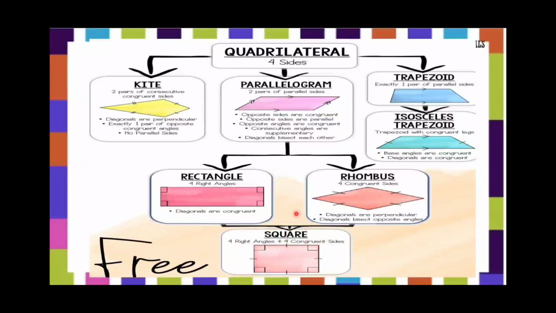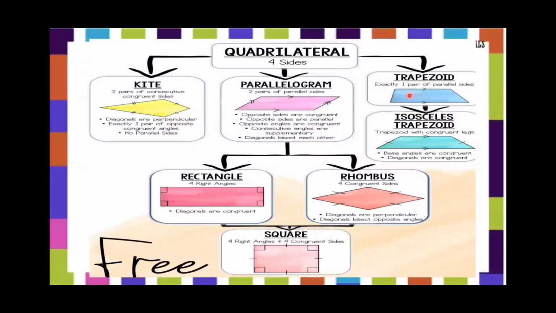Another example of a quadrilateral is the kite. A kite is a quadrilateral with 2 pairs of consecutive and congruent sides. Another one is the trapezoid. A trapezoid is a quadrilateral with exactly 1 pair of parallel sides.